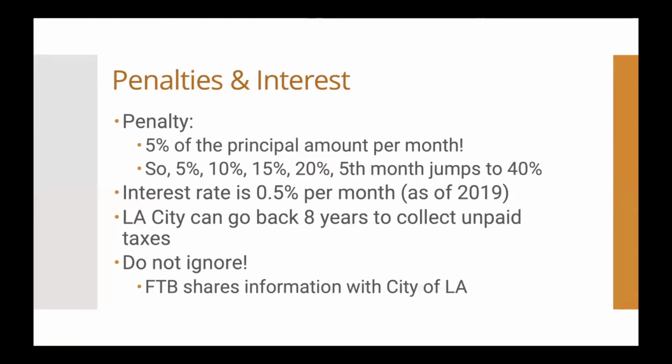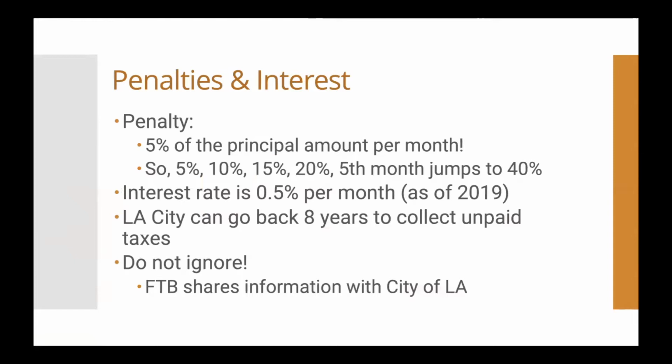So let's assume you do get caught and you do not apply for that license. Well, there are penalties and there is interest. It's not penalties or interest, it's penalties and interest. So the penalty is 5% of the principal amount per month. So the first month will be 5%, then 10, 15, 20, and the fifth month it jumps up to 40%.